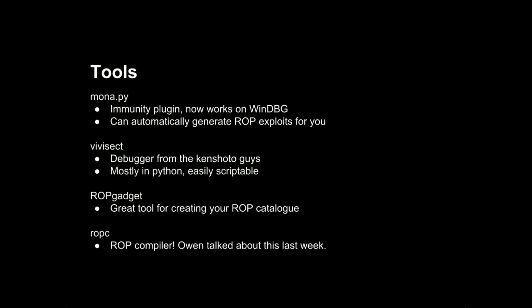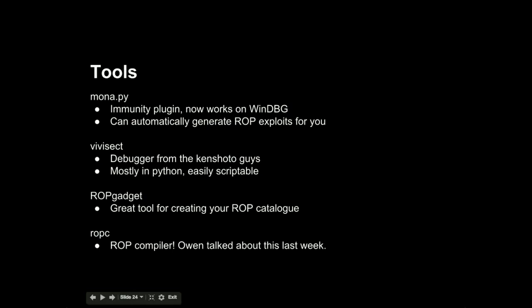So with Mona, it automates the entire process. You just feed it a program, and you tell it what input is user-controllable and has a buffer overflow in it. I think you saw Owen demonstrate that you can generate a long pattern that, when you feed it in, gives you data from the crash that tells you what offset is the instruction pointer, the return address on the stack. Mona automates all of that. It's really magic, pretty cool. And it can automatically generate these ROP exploits for you. It spits out a Python file that creates a ROP chain.